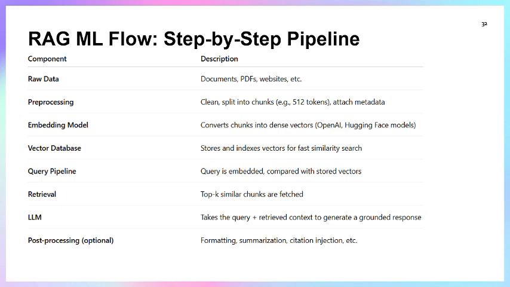Once it is stored in the vector database, we use it for fetching. Means querying the embedding and comparing it with the stored vectors. During the retrieval, the top-k similar chunks are fetched. And once the top-k similar chunks are fetched, then the LLM comes into the picture, and the LLM picks the query and the retrieved context to generate the grounded response.